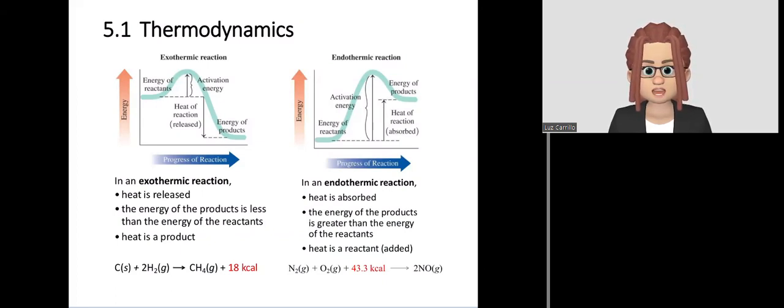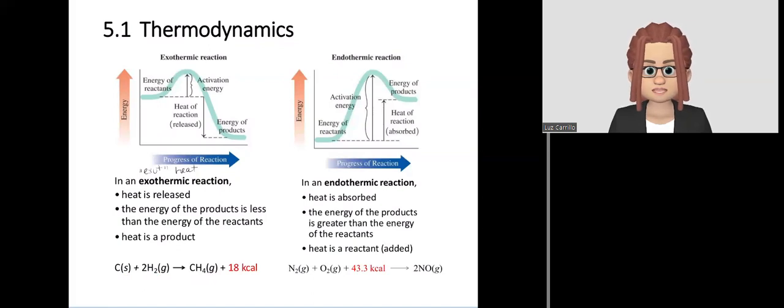First, on the left side of the slide, we have what is an exothermic reaction. The name implies exothermic: exo means exit, thermic means heat. So overall, in this type of reaction, heat is released from the system, and heat is the product of the reaction. On the left side, at the bottom of the slide, we have an example of an exothermic reaction. Here we have solid carbon reacting with hydrogen gas, producing methane gas.